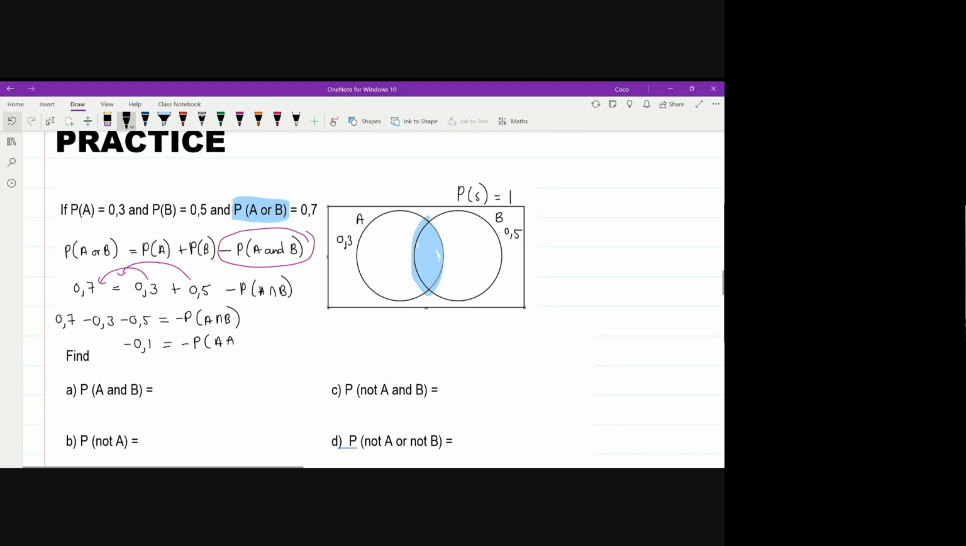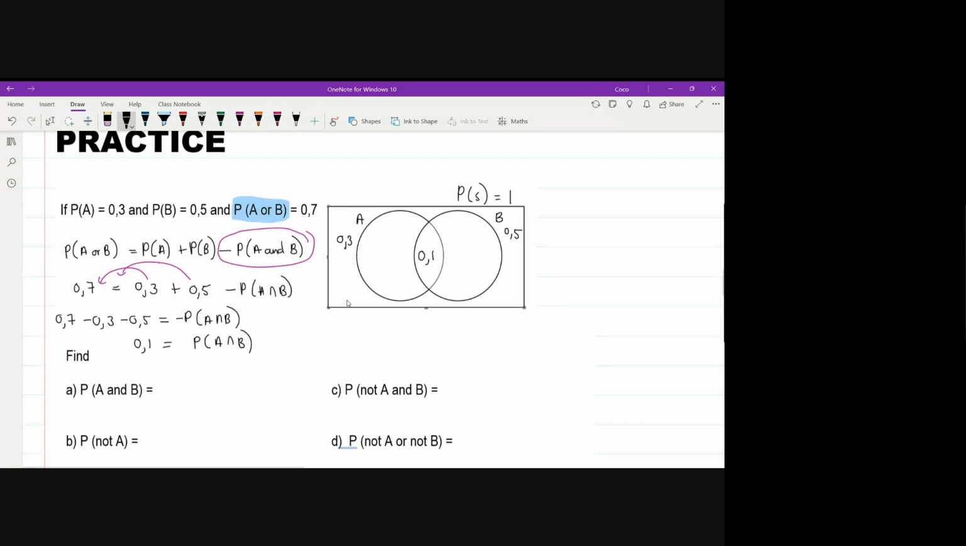As soon as we see that there's a negative on both sides, we can drop the negatives. So that means the probability of A and B, the probability of A intersection B, is 0.1. So this part over here will be 0.1. Everybody okay with this? Thumbs up. Are we cool with what has just been done here? Lovely.